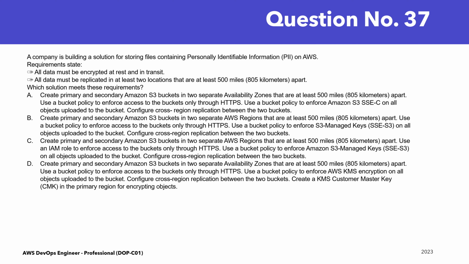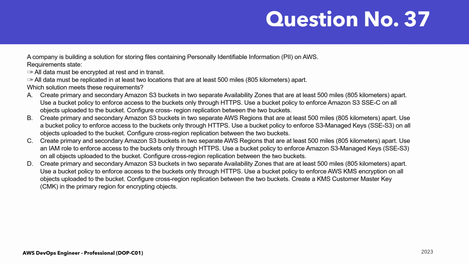A company is building a solution for storing files containing personally identifiable information, PII, on AWS. Requirements state all data must be encrypted at rest and in transit. All data must be replicated in at least 2 locations that are at least 500 miles, 805 kilometers, apart. Which solution meets these requirements?